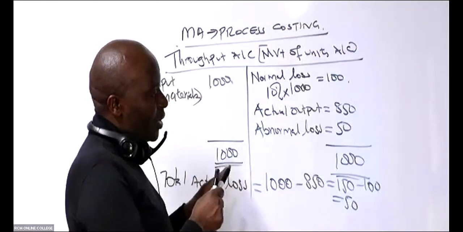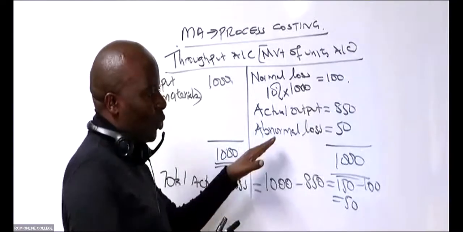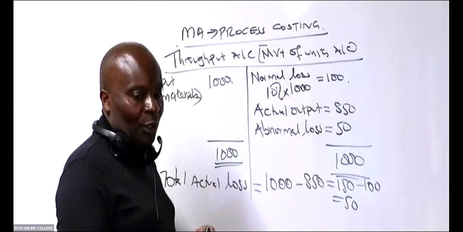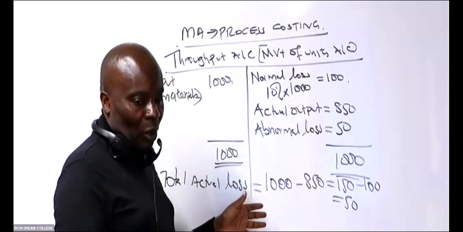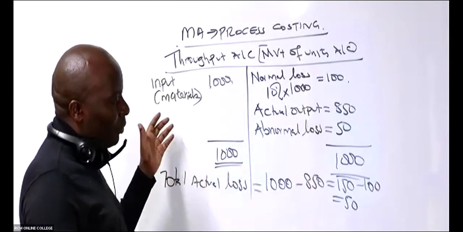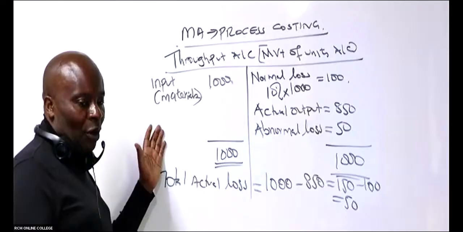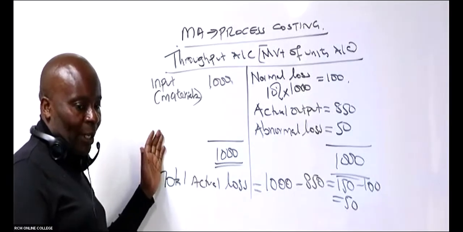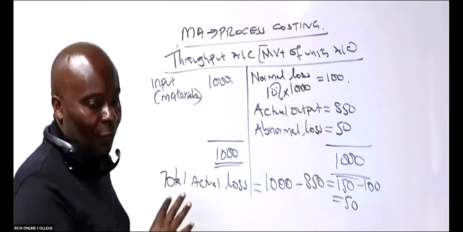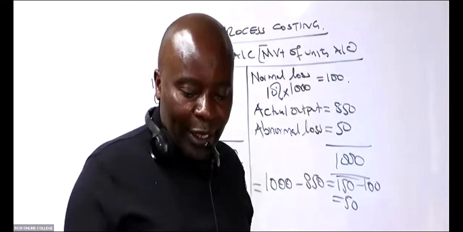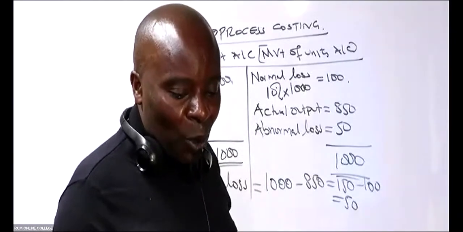So you can see there, the balancing figure is on the credit side. If the balancing figure is on the credit side, then that will be an abnormal loss. If the balancing figure was to come on the debit side, it will be an abnormal gain. So please master this. Now, after this, you shall be able to go ahead and give us the process account.